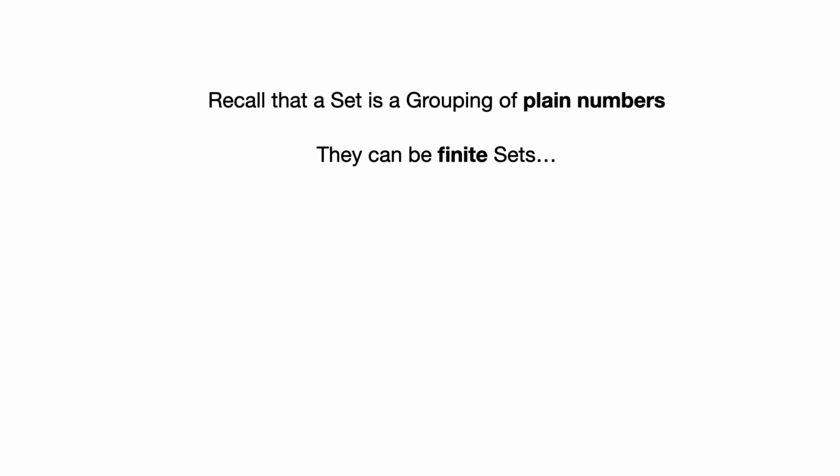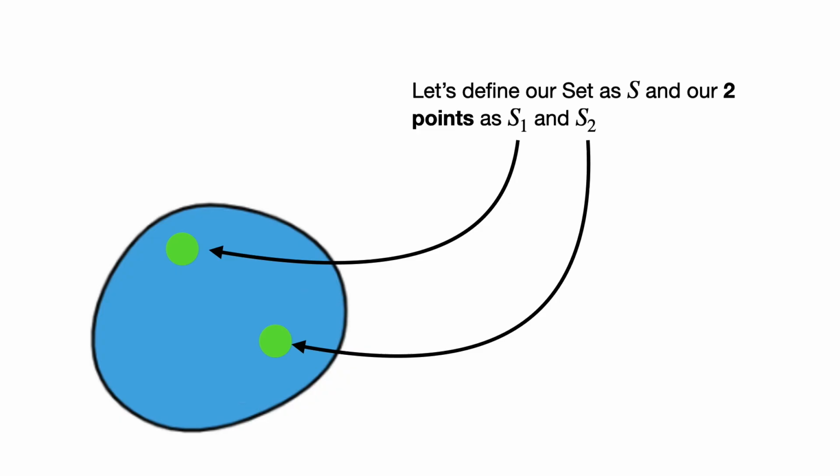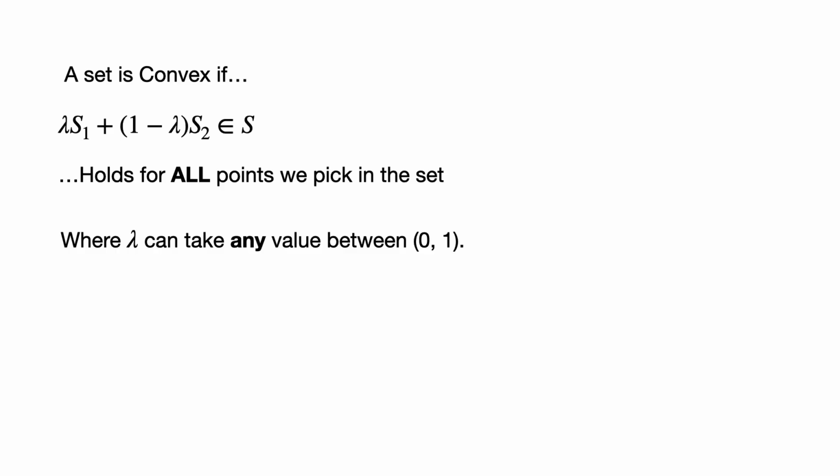Recall that a set is a grouping of plain numbers. They can be finite sets, or they can be infinite sets. Here, the infinite set is represented by 1 over n. Let's define our set as S, and our 2 points as S1 and S2. A set is convex if lambda multiplied by S1 plus the quantity 1 minus lambda multiplied by S2 belongs to our original set S. If this holds for all points we pick in the set, the set is convex. Here, lambda can take any value between 0 and 1 non-inclusive.